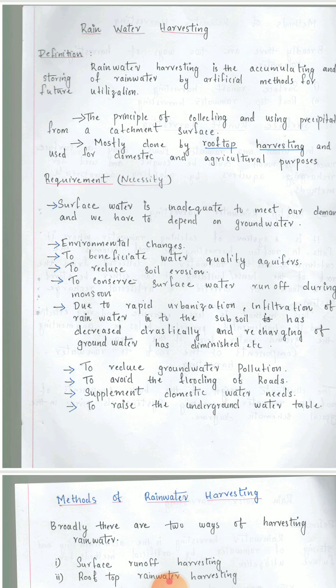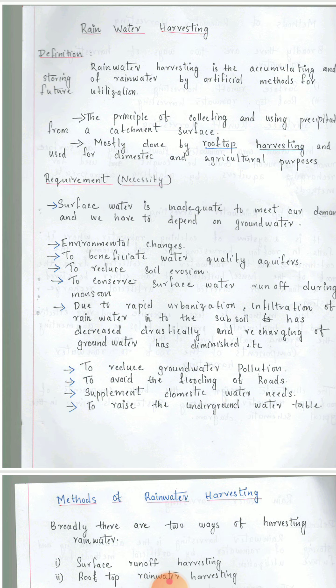The principle of collecting and using precipitation from a catchment surface, mostly done by rooftop harvesting and used for domestic and agricultural purposes. So this is the most popular one which is used nowadays, that is the rooftop harvesting technique, where the water is collected at the rooftop and then it is utilized for various domestic uses. Next, we'll see the requirements or the necessities of this rainwater harvesting.